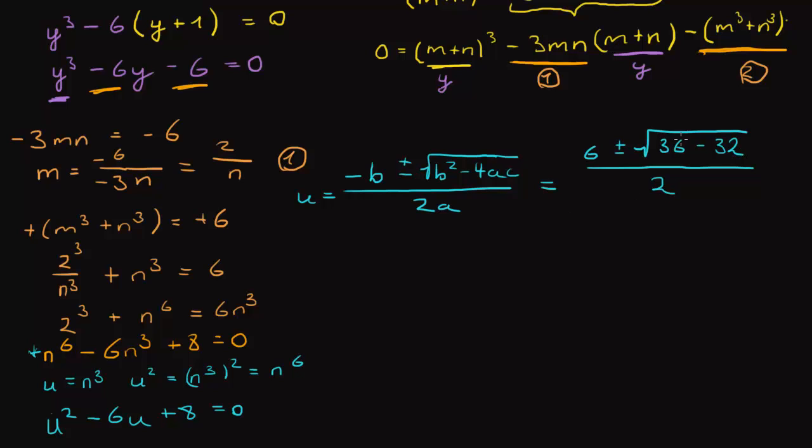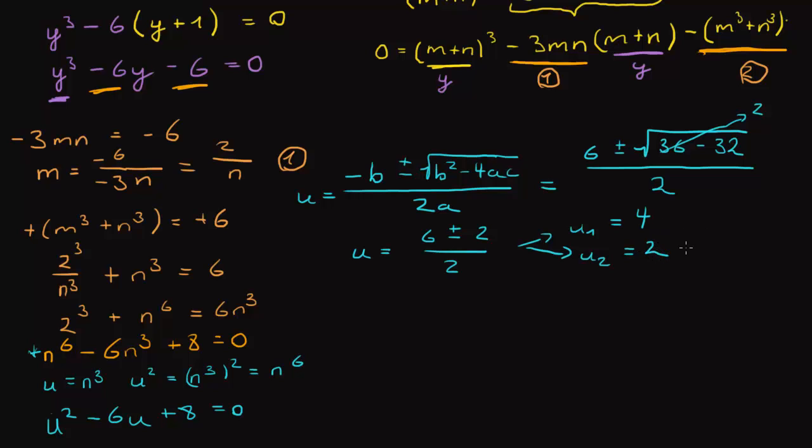So what does this simplify to? This simplifies to the square root of 4, which is 2. Square root of 4 is 2, right? So we get our u to be equal to 6 plus minus 2 over 2. So we have u1, which is equal to 8 over 2, which is equal to 4, and we have u2, which is equal to 6 minus 2, which is 4 over 2, which is 2.